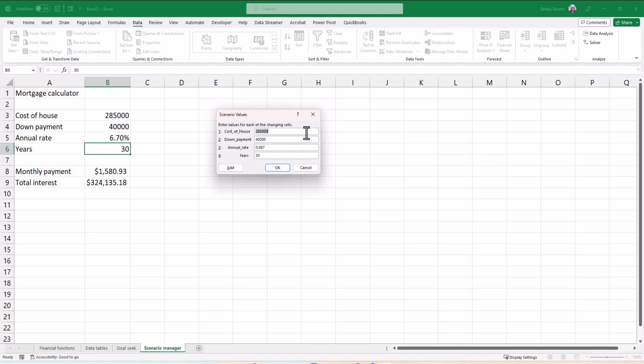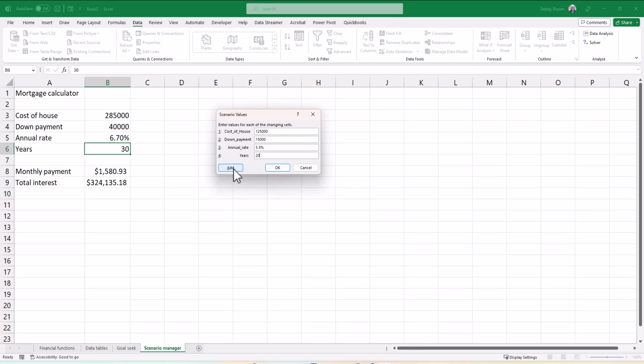So the first one, let's look at a $125,000 house, where we're going to put a $15,000 down payment with an annual rate of 5.5% and a number of years of 20. Now if we click OK, we have one scenario, but if we click Add, we can actually add another scenario.